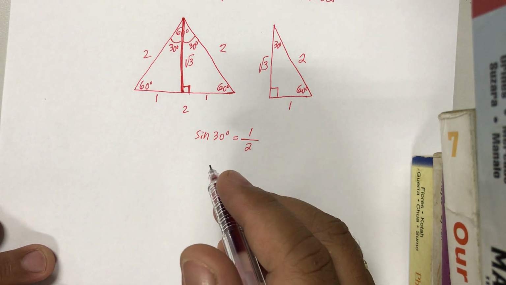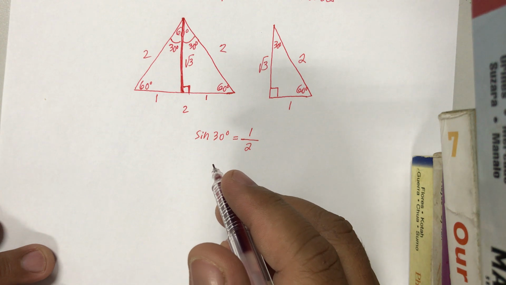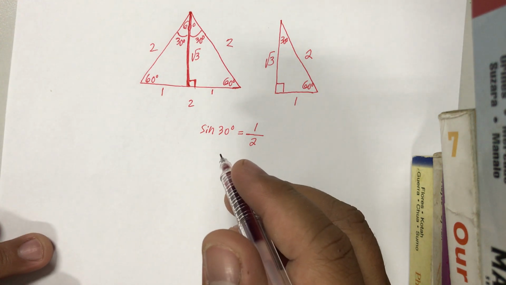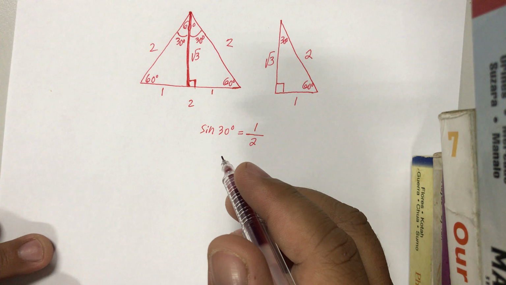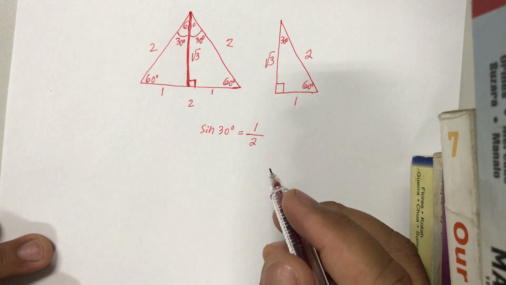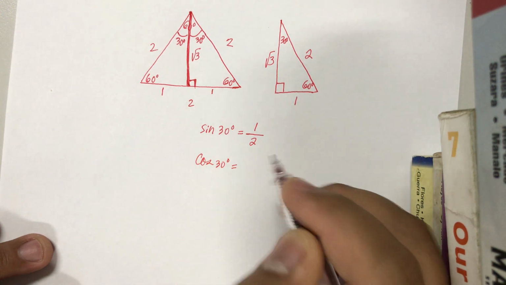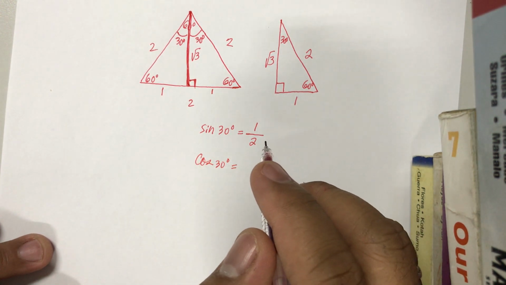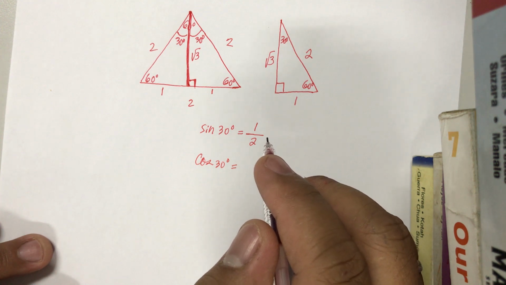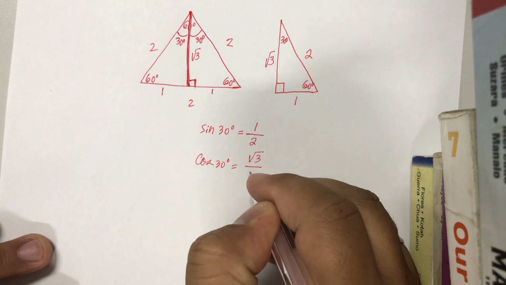Pero again, do not use your calculator just for you to get these values. It's still better to make use of your skill in trigonometry. But what is next to sine 30 degrees? You have cosine of 30 degrees. Cosine of 30 degrees, that's side adjacent over hypotenuse. So that's square root of 3 over 2.